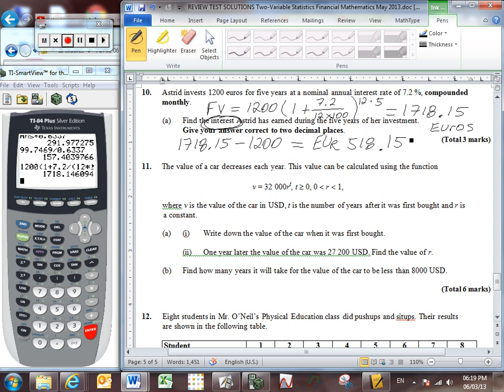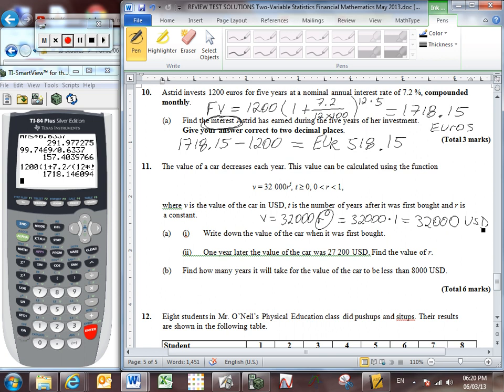Number 11. The value of a car decreases each year. This value can be calculated using the given function. We need to write down the value of the car when it was first bought. When it's first bought, that means that no time has passed. And so we've got then the value is 32,000 times r to the power of 0. And anything to the power of 0 is equal to 1. So 32,000 times 1. So the value of the car when it was first bought was 32,000 US dollars.